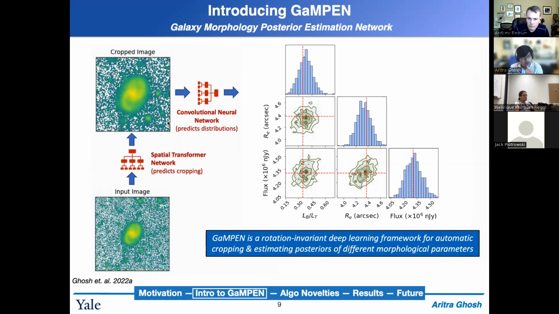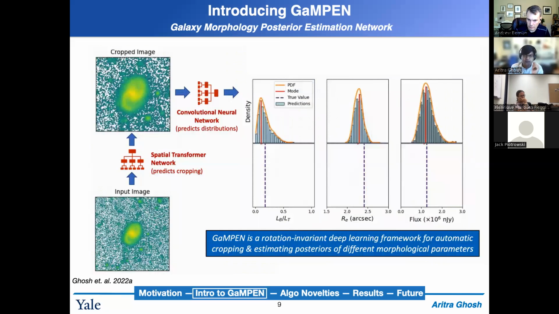Now, these 3 parameters, the bulge-to-total light ratio, effective radius, and flux, are not hard-coded into the network. We chose to predict these parameters for our work, but you can use this tool to predict any morphological parameters that you may want to use. Now, GaMPEN is also a rotation invariant deep learning framework. CNNs by design are not rotation invariant, but you usually have to induce rotational invariance in them. And to show it, what I will do is I will get rid of these joint posteriors and just show you marginalized posteriors. And again, it's just bulge-to-total light ratio, effective radius, and flux. And what I will do now is I will just turn these galaxies.